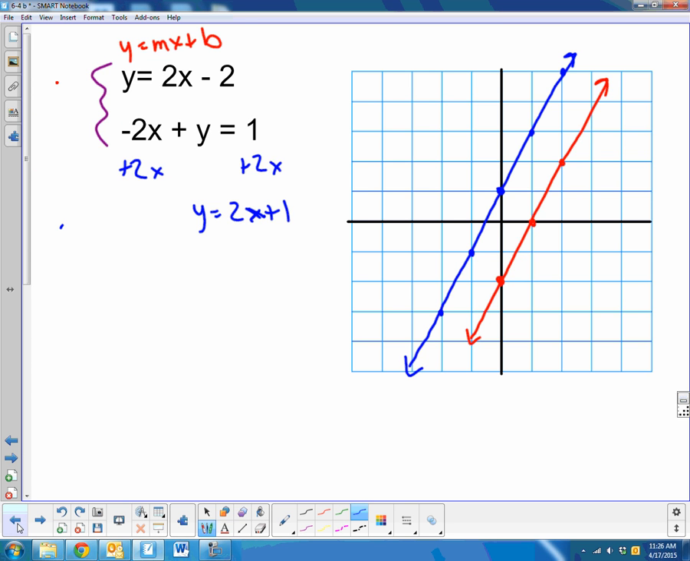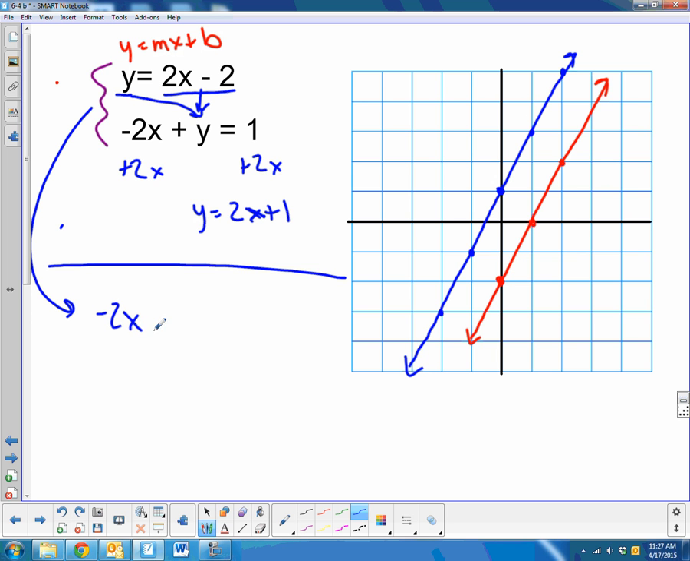Looking back here, if I were to not graph it, now we're just going to look at this system of equations and solve it without graphing. I'm going to use maybe the substitution method. I see here that y equals 2x minus 2. So wherever I see a y, I can put 2x minus 2. So negative 2x plus, instead of y, 2x minus 2 equals 1.